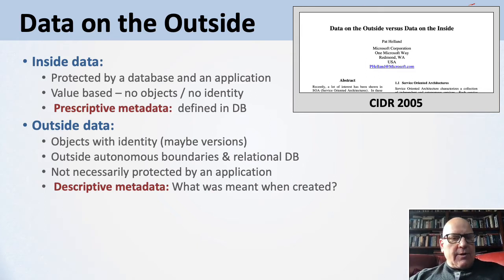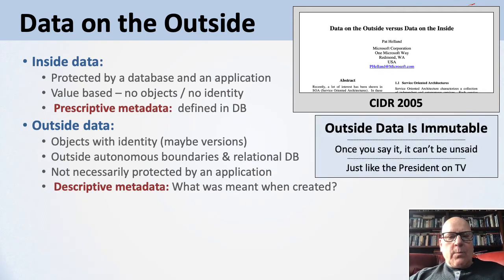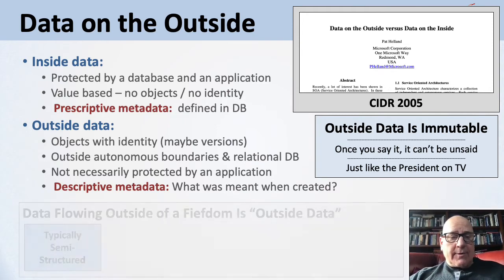And so there's a notion of descriptive metadata. What was meant when it was created? Sometimes that metadata is contained inside the actual object that's outside, like in JSON or XML where you describe it inside. Sometimes it points to some description in some other fixed versioned metadata. Outside data is immutable. Once you say it, it can't be unsaid. Just like the president on TV. When you say it, people know it forever.